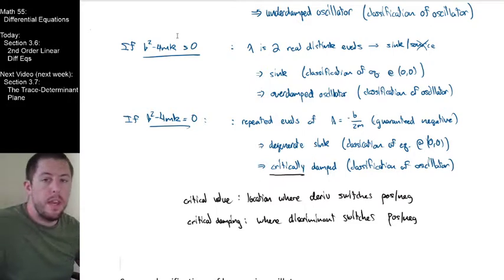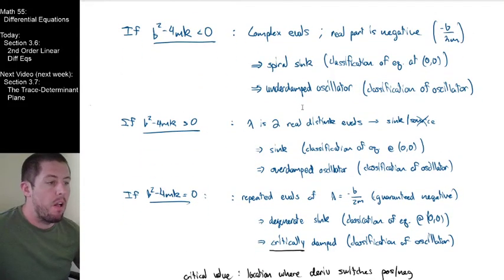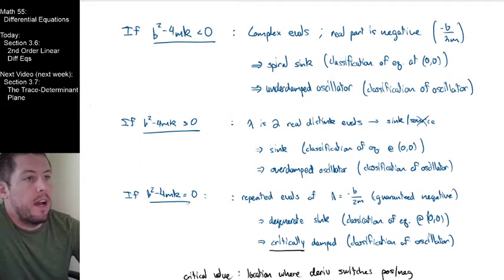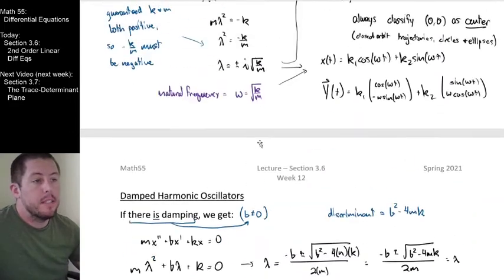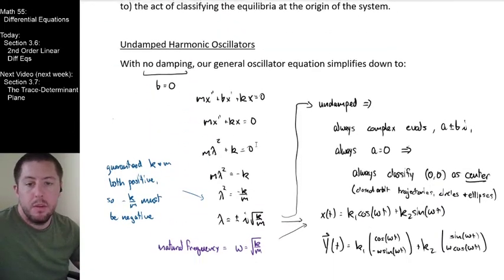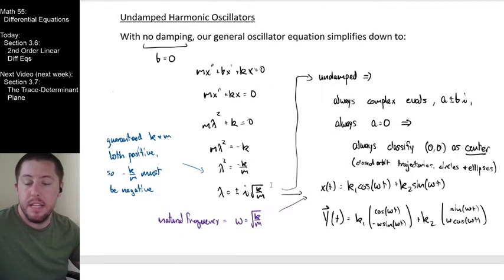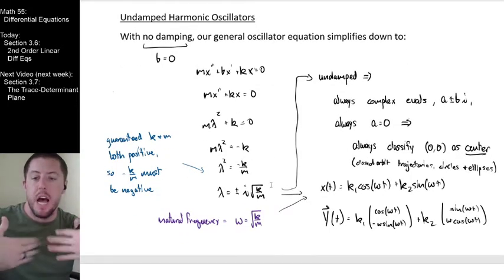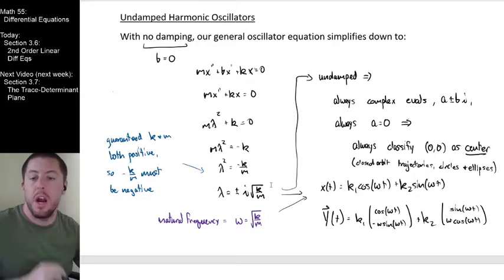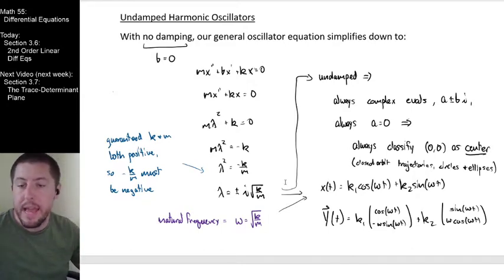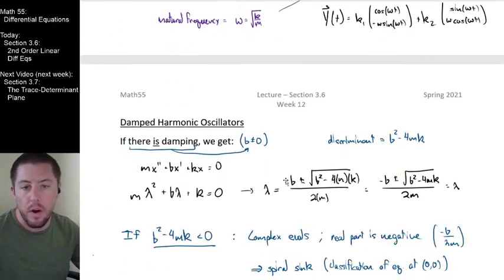So we can talk about the classification of all of these things. Our four classifications that we're going to end up seeing, and I have all these written out again at the end, are: our oscillator can have no damping, where B is equal to 0. The damping term is equal to 0. In this case, because there's no damping, we expect it to just oscillate forever with no decay in amplitude, and therefore our classification at the origin will always be a center. It's not going to spiral in or out.